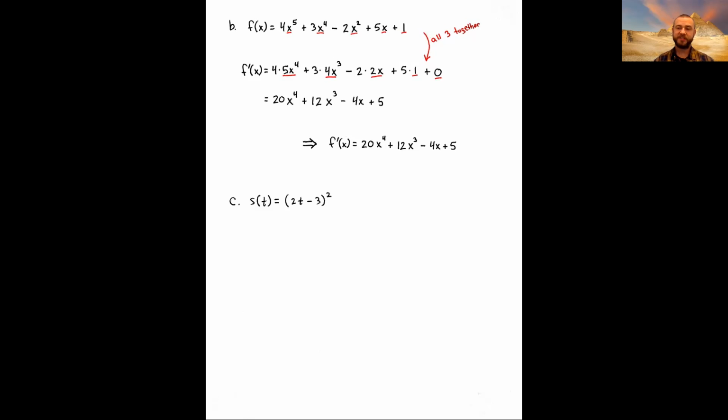And this one is similar, but it looks a little different. Now, if you haven't already attempted this, pause and give yourself an attempt at part C here. This one is a little different. You might have to rewrite it. We'll check in about a minute.